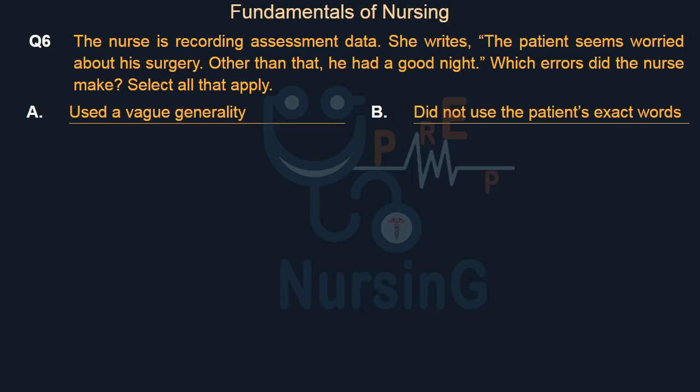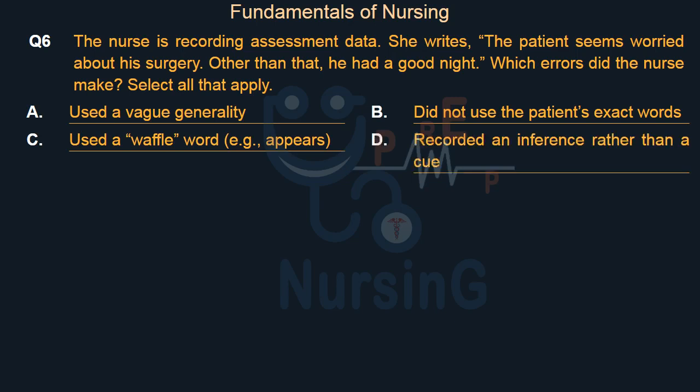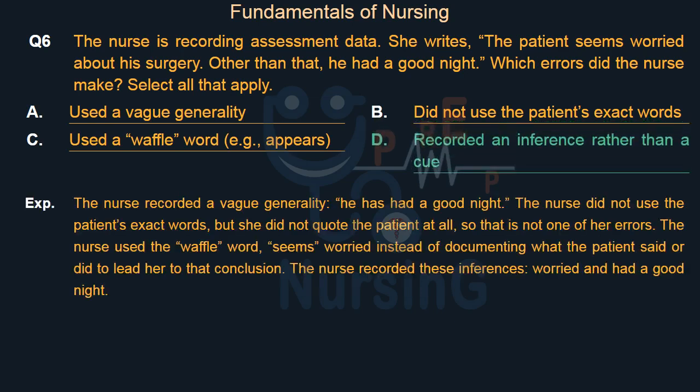Did not use the patient's exact words. Option C. Used a waffle word, for example, appears. Option D. Recorded an inference rather than a cue. Right answer is Option D. Recorded an inference rather than a cue.